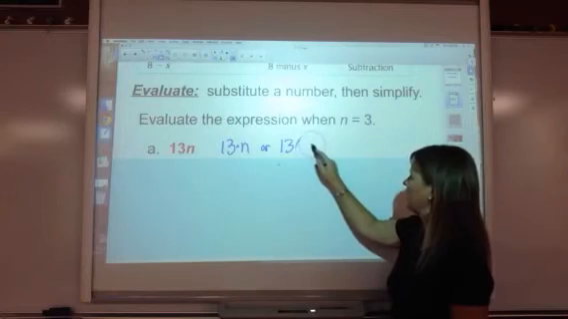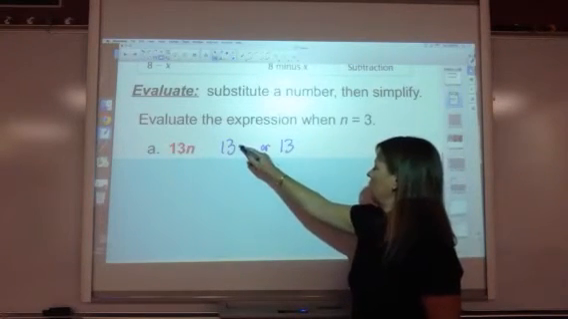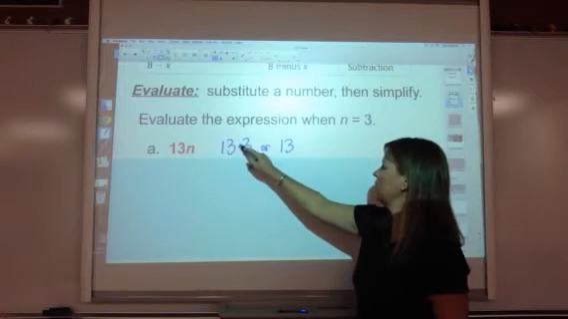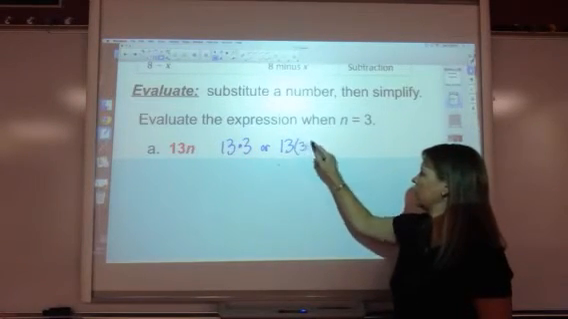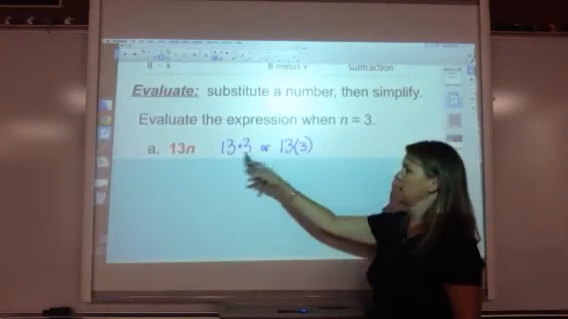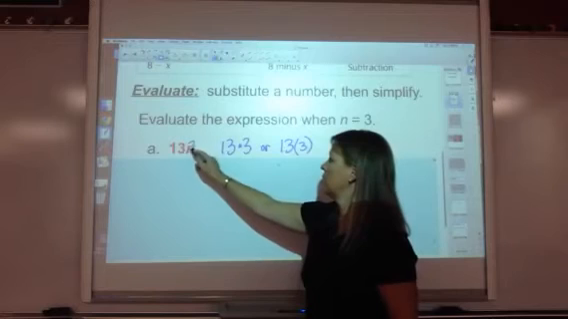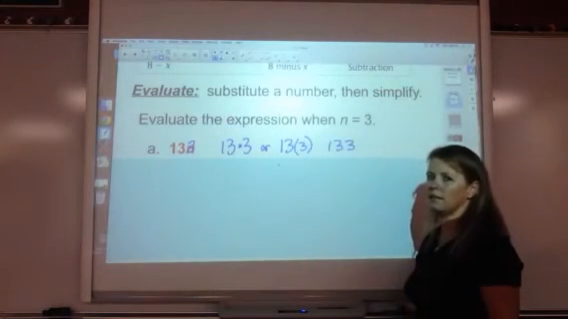Sorry, I shouldn't have an n there. I should have a 3 there. We know what n now is. You can write 13 times 3 or 13 parentheses 3. And that makes sense because if you didn't use a times sign or parentheses and you put a 3 in its place, it would look like 133. That's not what we're looking for.